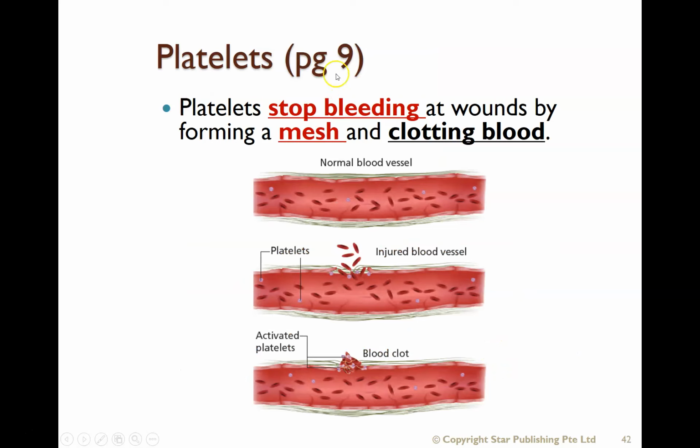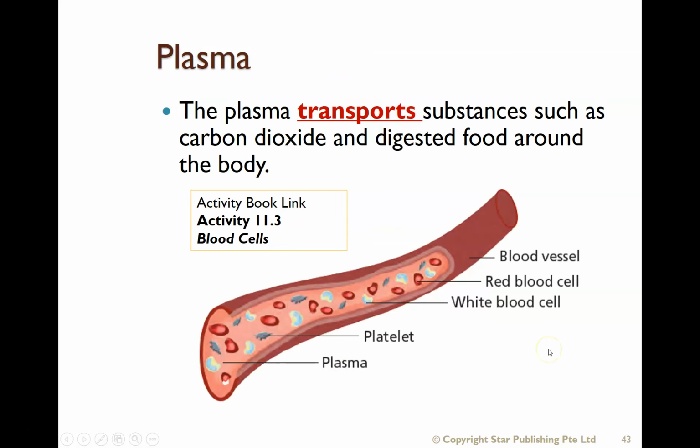Next, on page 9, platelets. Platelets stop bleeding at a wound by forming a mesh and clotting blood. If you fall down, after some time the blood will dry up and eventually stop flowing from your body. How does that happen? The normal blood vessels look like this. If you fall down and injure yourself, this is your injured blood vessel. The platelets will come and form a blood clot, and this will prevent the blood from coming out of your body.